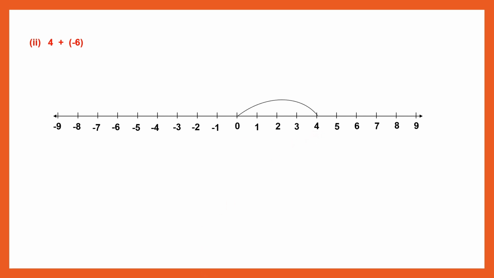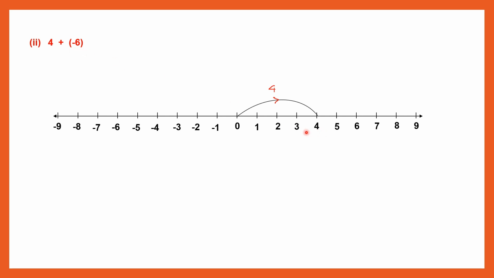So where did we move? We move to the right 4 steps. So we write 4 and show the arrowhead. Now let's look at the next integer. It's minus 6. It's a negative integer, negative 6. So since it is negative, we are going to move to the left. From 4, we are going to move to the left. And how many steps to the left? 6 steps to the left.